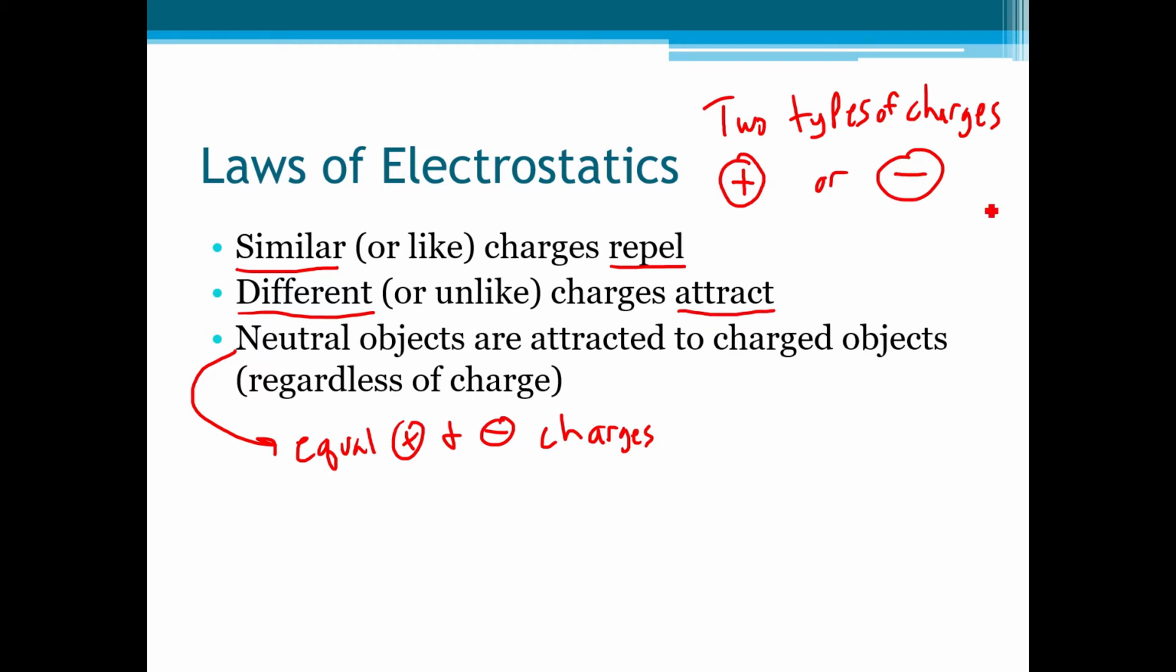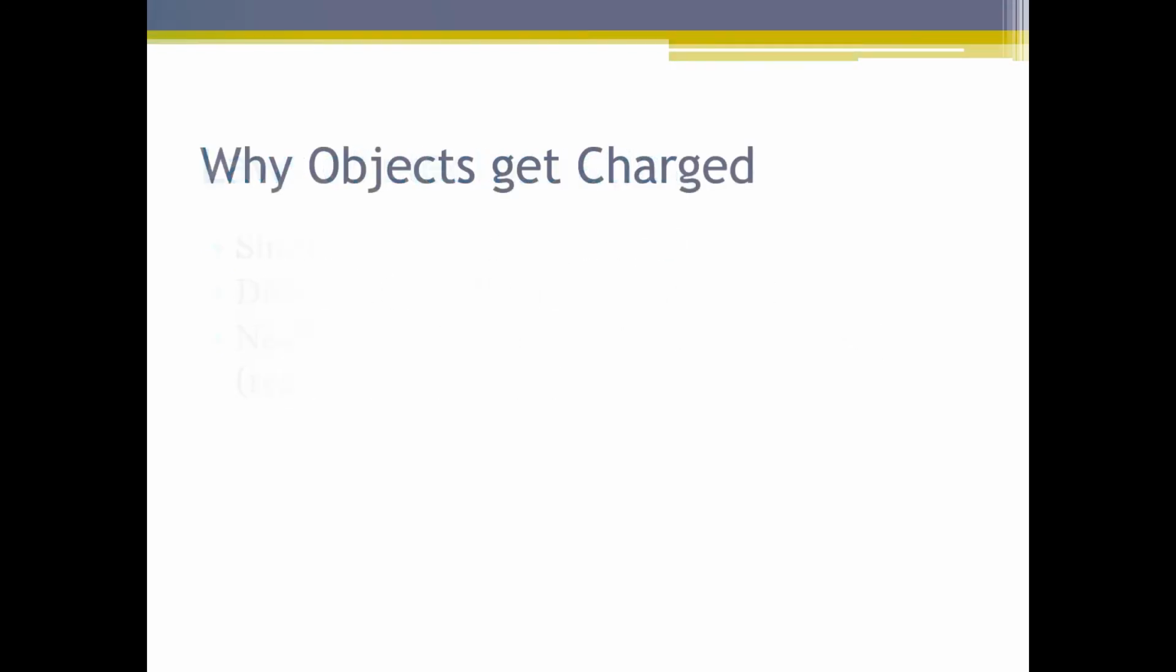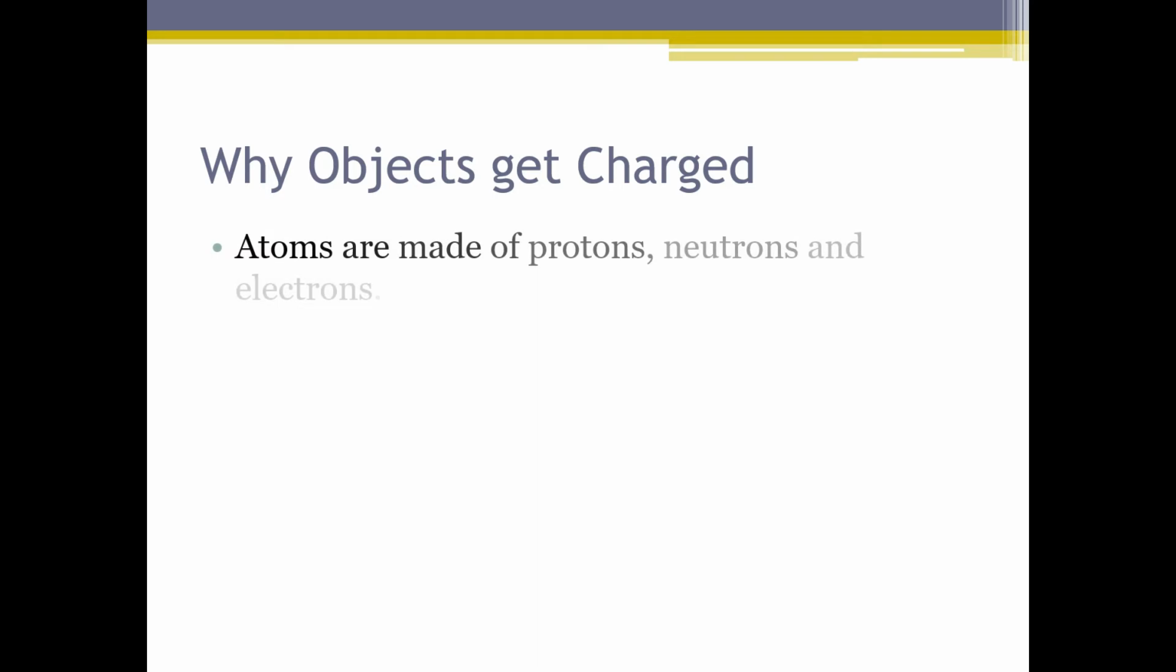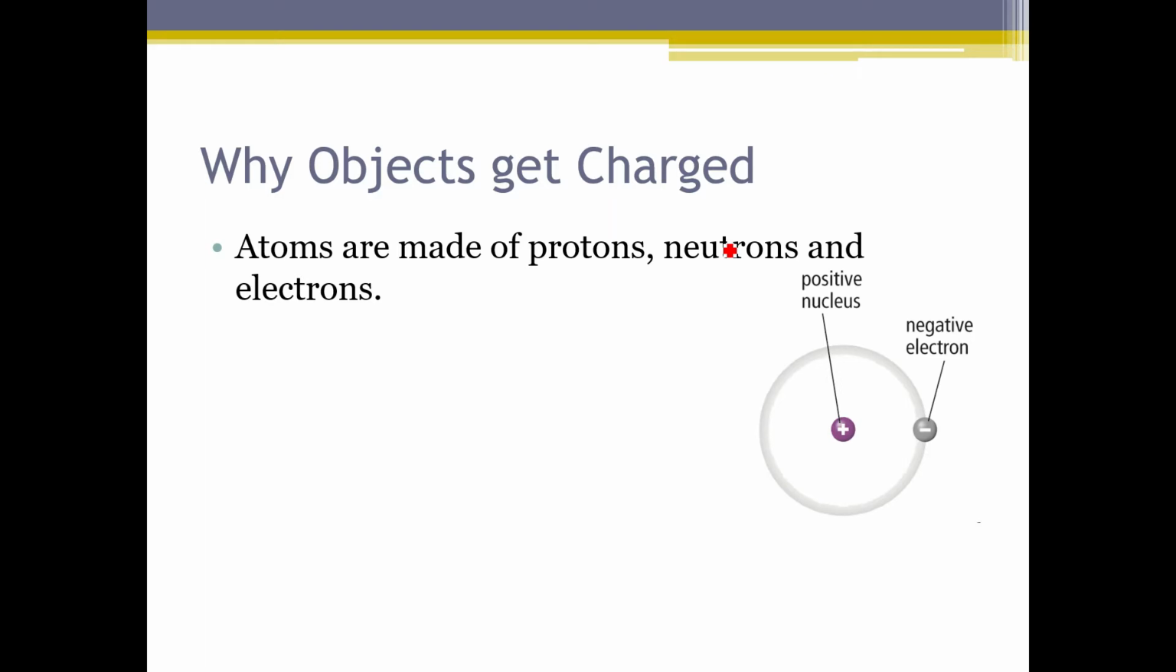Now, how do objects get charges? If you remember from Science 9, where we first talked about subatomic particles, atoms are made of protons, neutrons, and electrons. These are the three parts of an atom that we talked about in Science 9. The protons have a positive charge. Neutrons are neutral. And electrons have a negative charge. Hopefully you remember this from Science 9.